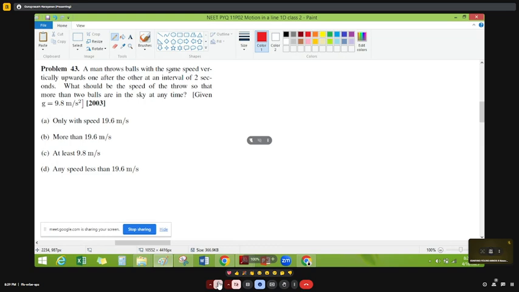A man throws balls with the same speed vertically upwards, one after the other at an interval of 2 seconds. What should be the speed of the throw so that more than 2 balls are in the sky at any time? Listen carefully, more than 2 balls. So more than 2 balls means 2 balls is not included. At least 3. If you do the problem for 2 balls, it will go wrong. They have asked this question very tricky. So that means it is at least 3.